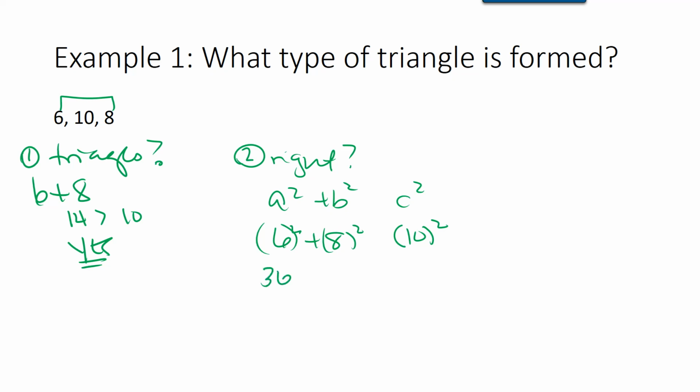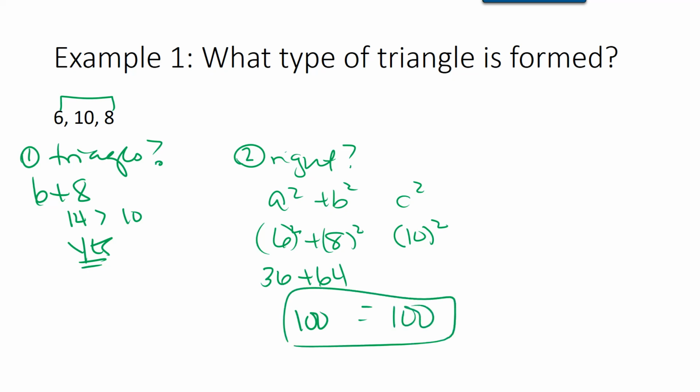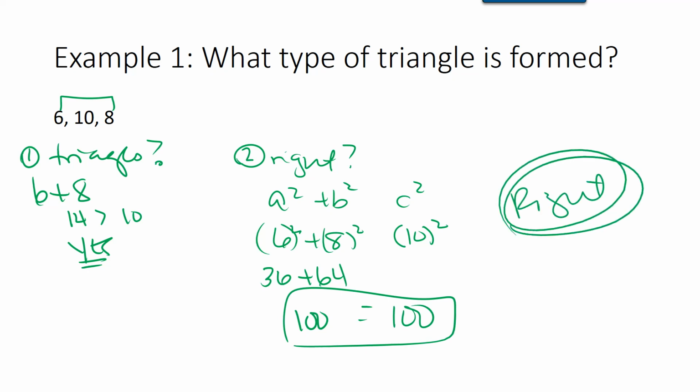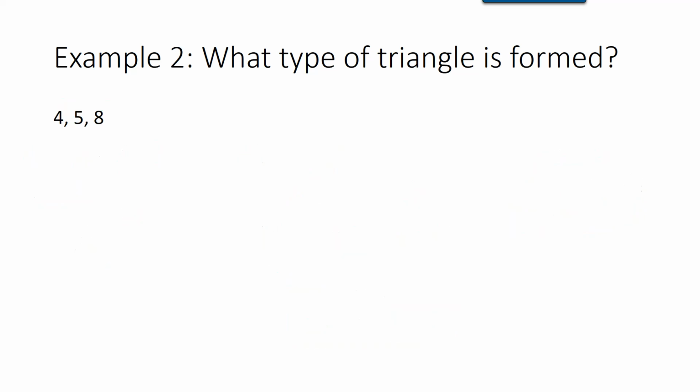6 squared is 36. 8 squared is 64. Add those together, we get 100. 10 squared is 100. These are equal. Since it works in the Pythagorean theorem, then we know we have a right triangle. You don't have to continue any farther because we figured out what kind of triangle we have. Let's look at example 2.